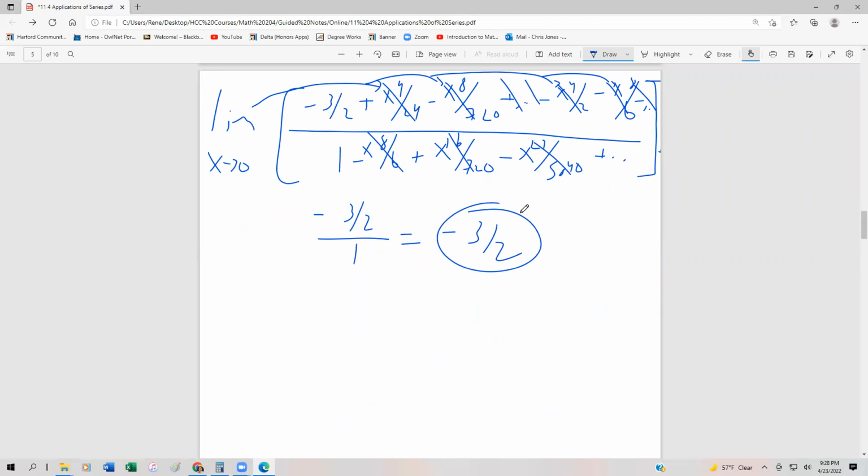In the next section, we're going to see how to use series to be able to evaluate definite integrals, or at least approximate them.